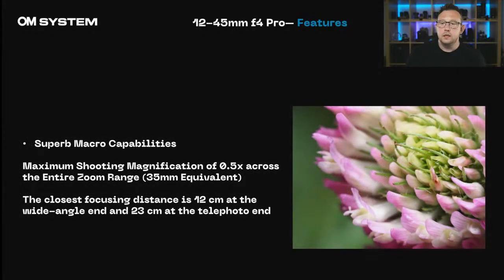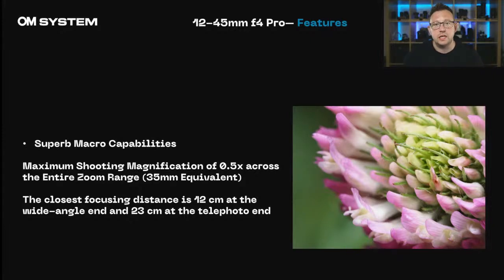Okay. Now, because of that, what we're getting is a magnification of 0.5 times. So if you were to compare this to something like the 60mm macro, which is capable of doing a 1 times magnification, or what we also call 1-to-1 ratio, what you're getting here is 0.5 times, which is 1 to 2. Effectively, you're getting half magnification across the entire zoom range. So that means that when you're focusing at its closest point, if you're at the wide angle, at 12 millimeters, your focusing distance is 12 centimeters. Now, if you're at the telephoto end, your focusing distance is 23 centimeters.